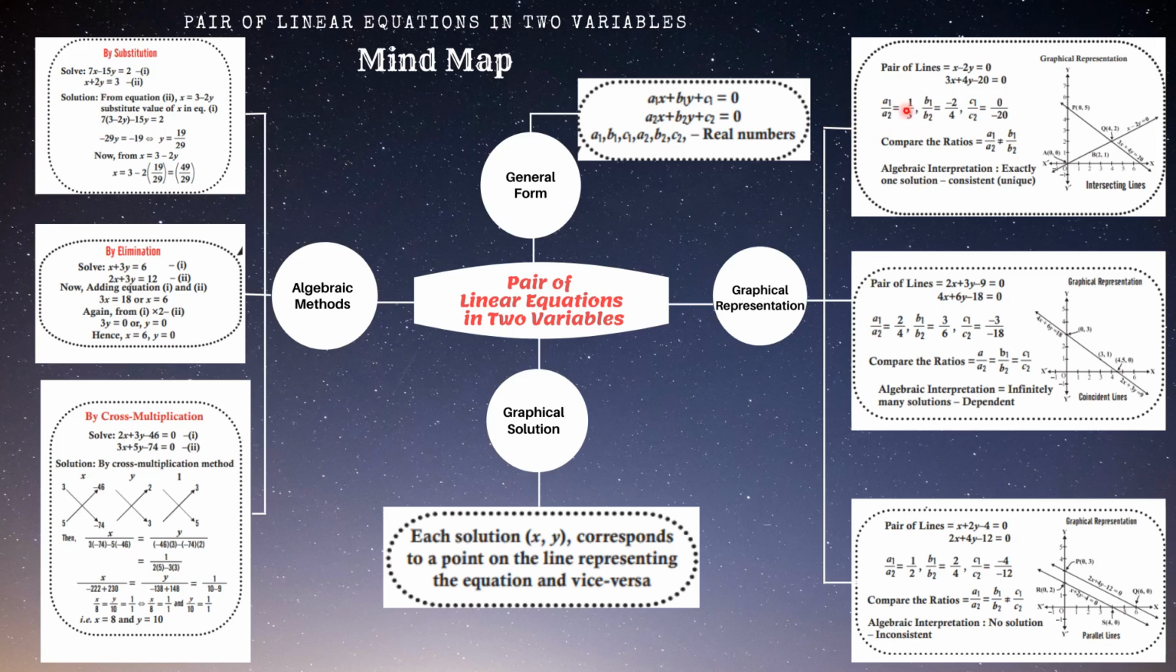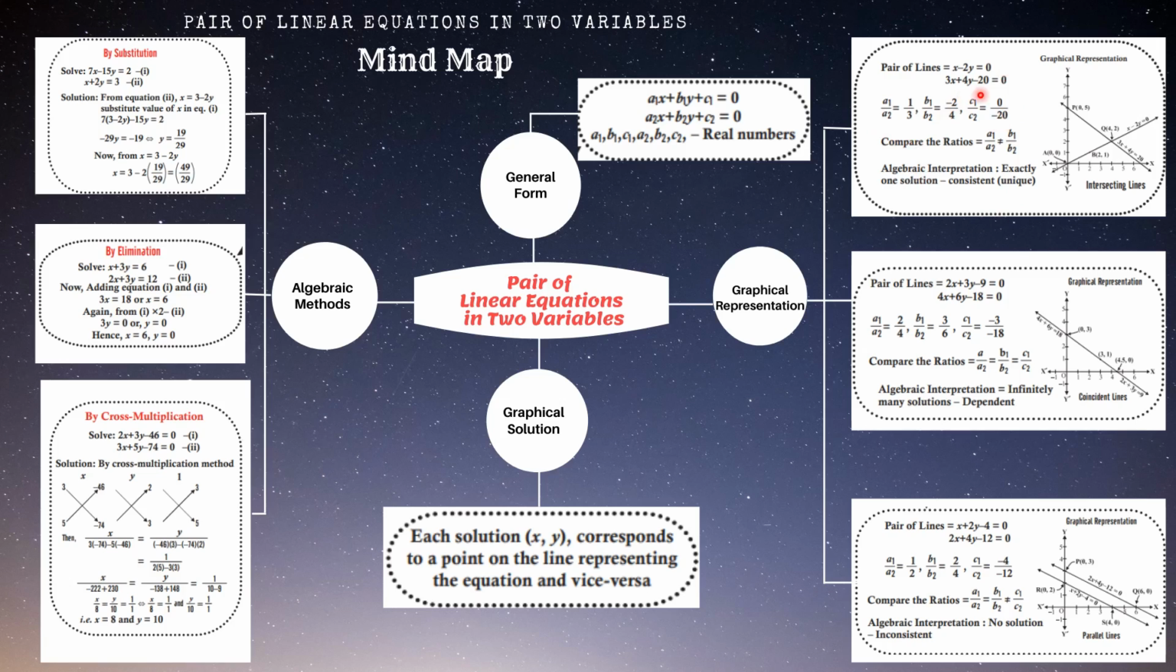Have a look at the first figure over here. We'll compare the ratios first, then we'll go to the graphs. Here we have a pair of lines. See why it says pair of lines, because each of these linear equations actually represents a straight line. So we have x minus 2y equal to 0 and 3x plus 4y minus 20 equal to 0. If you notice over here, there is no constant in the first one. That means it will be 0.